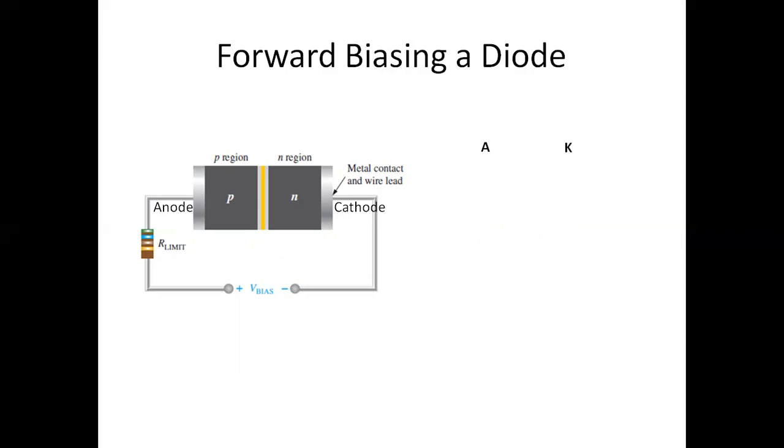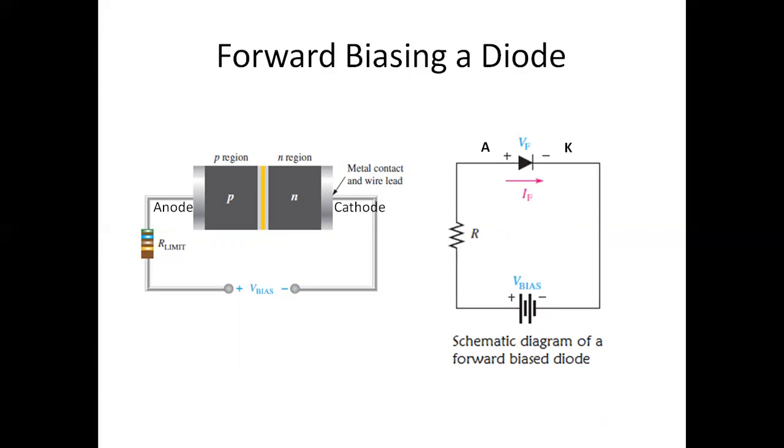You also want to put a resistor across that circuit. And the reason why you want to put a resistor is to control the amount of current flowing through the circuit. Because if you have too much current flowing through the diode, you might damage it. And also you don't want to dissipate a lot of unnecessary power. So you want to put that resistor there to control the amount of current flowing through the diode.